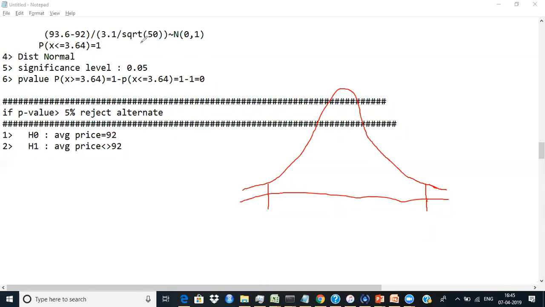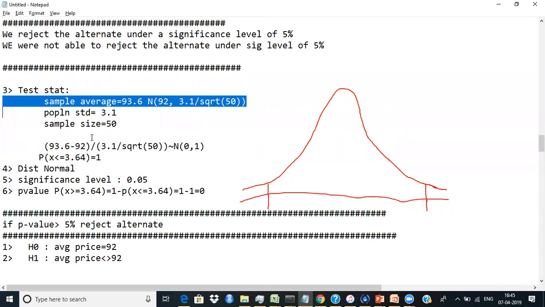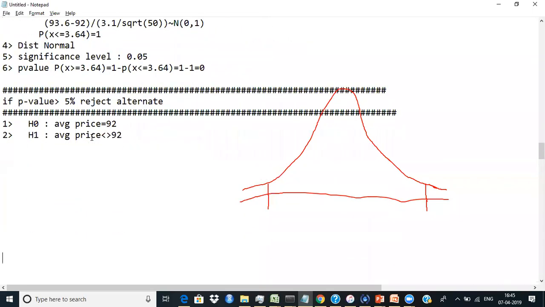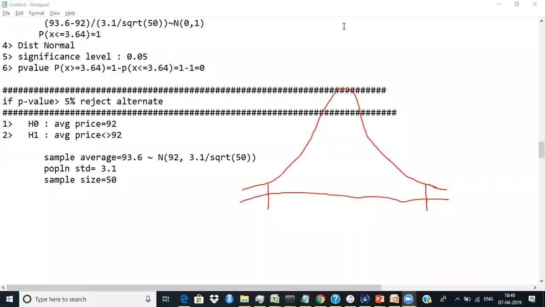Now how do I get it? What information do we have? We know the sample average, population standard deviation, and sample size. We know these three. What we also know is this 93.6 comes from a normal distribution which looks like this. The first thing we do is go to the standard normal and figure out this range, such that within that range there is 95% probability.